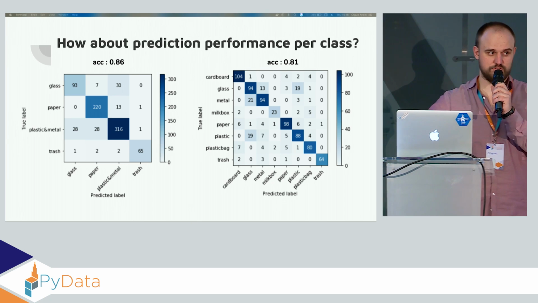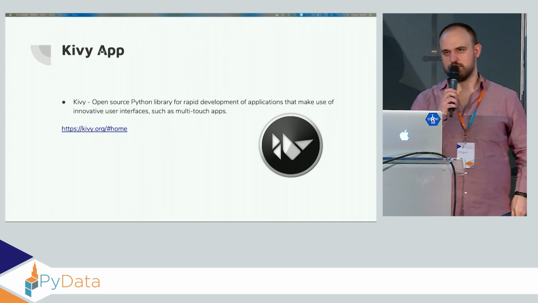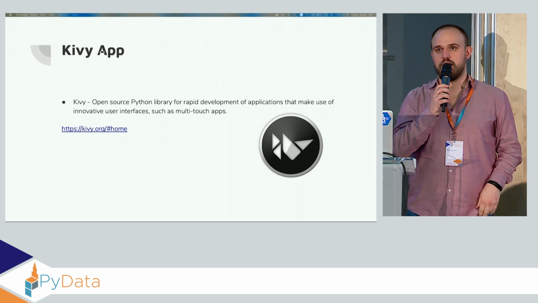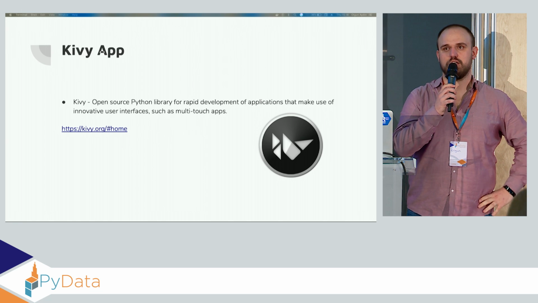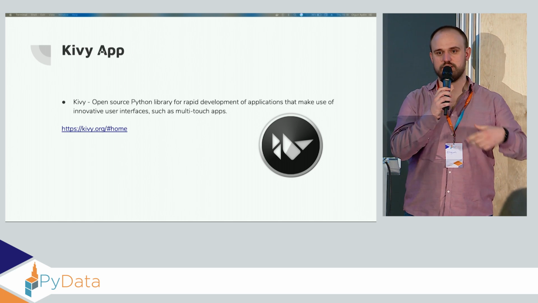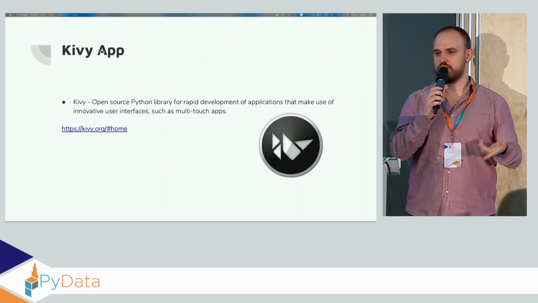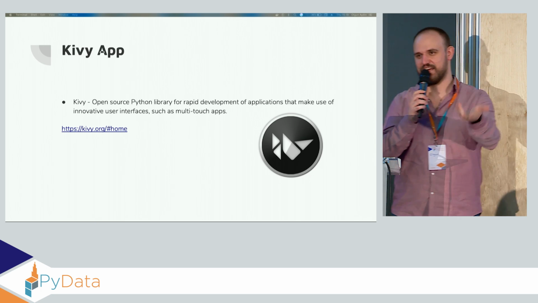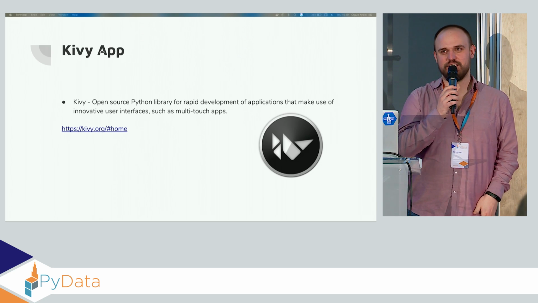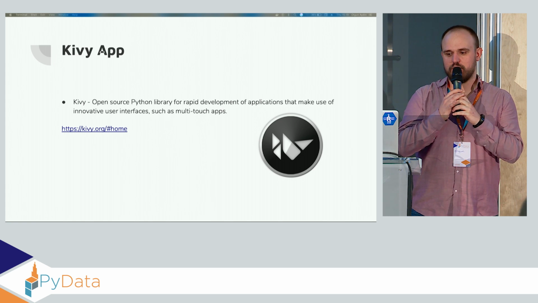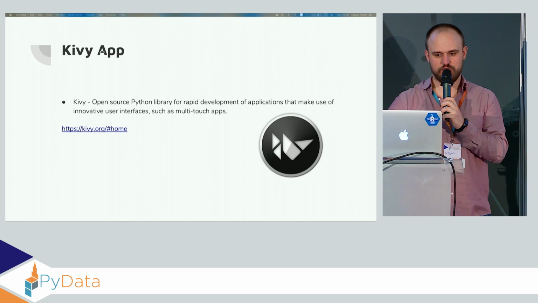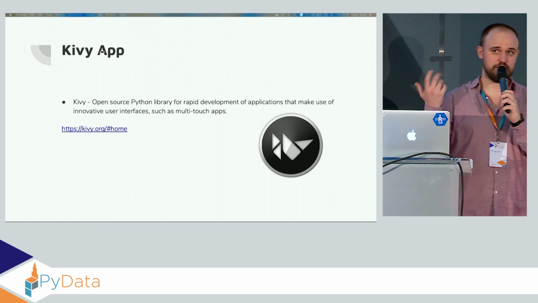So right now we will try to show you the demo. Just a quick introduction about Kivy. Kivy is an open source Python library for very quick development of applications, and you can basically develop cross-platform applications. It can be a desktop application, an Android application, or, sorry, an iPhone, iOS application. You can also visit this website, and you will find very useful information here. And this framework.